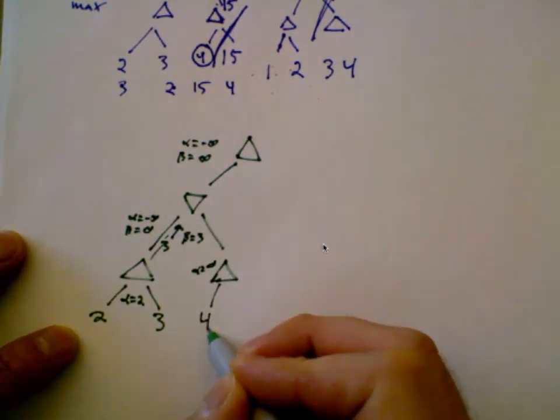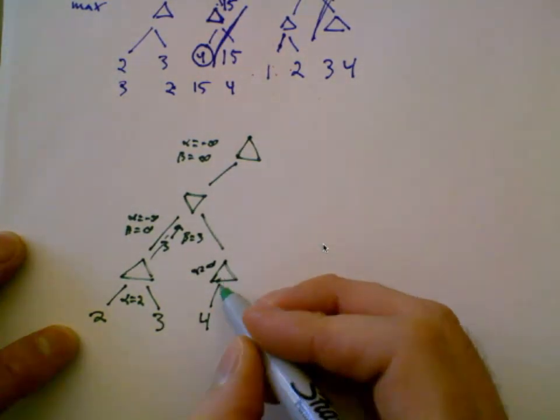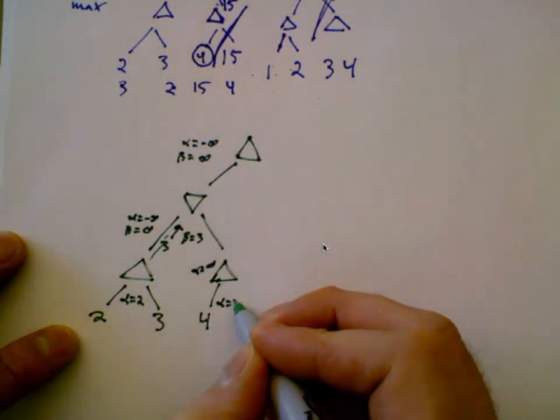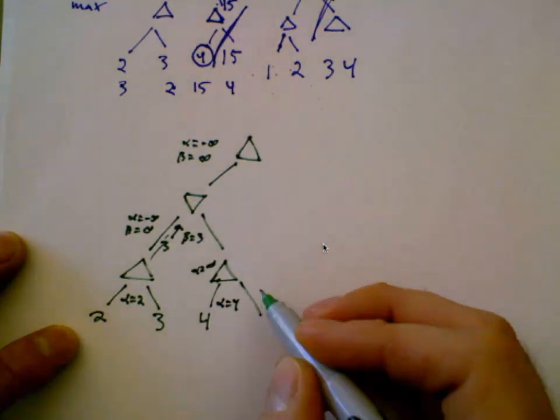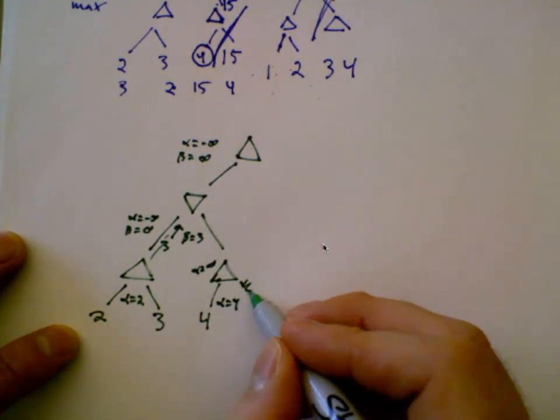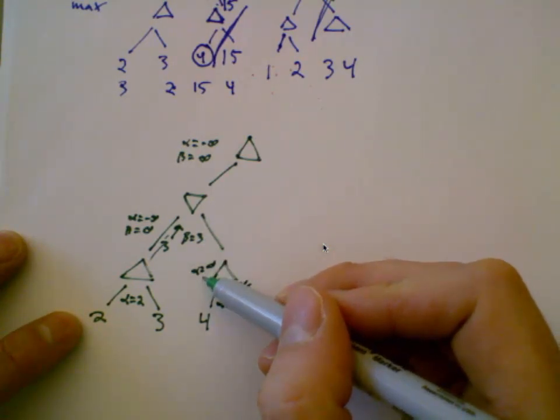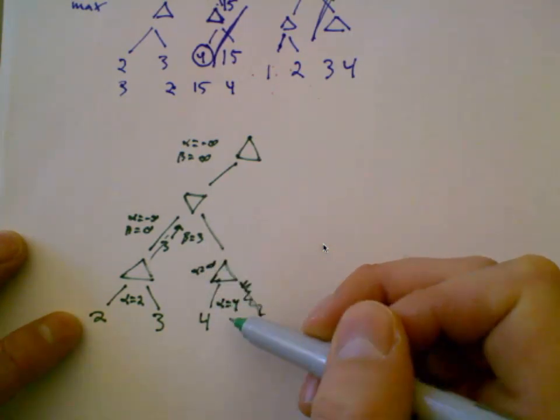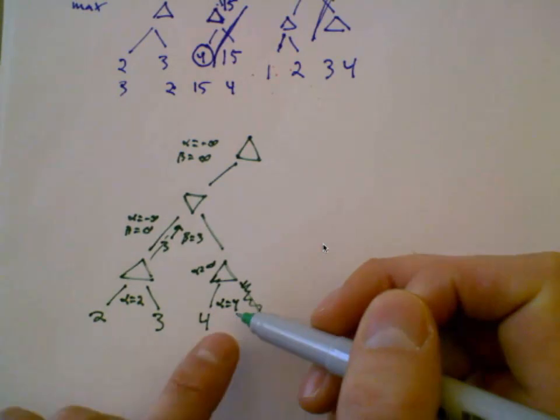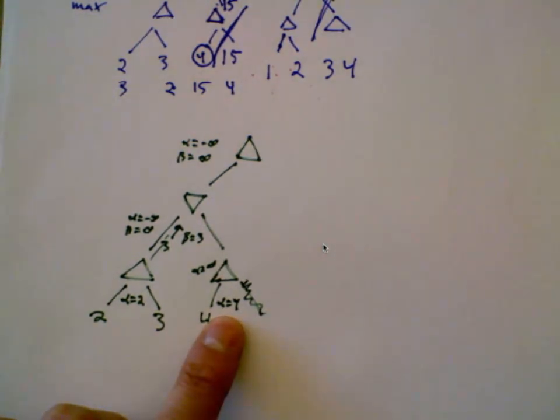Now the first thing we do is visit a node of cost 4, and it's a max node, so we're updating alpha. So alpha equals 4 at this point. And now, beta is 3. Alpha is 4. And that should trigger pruning.